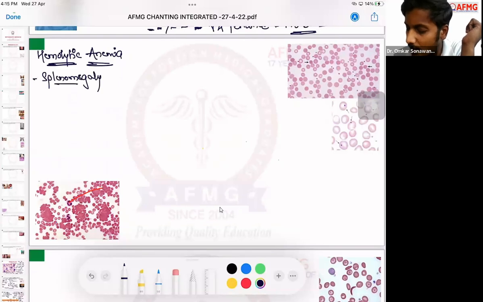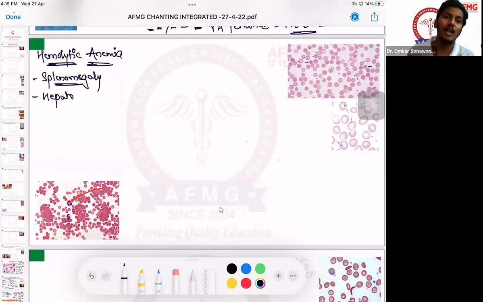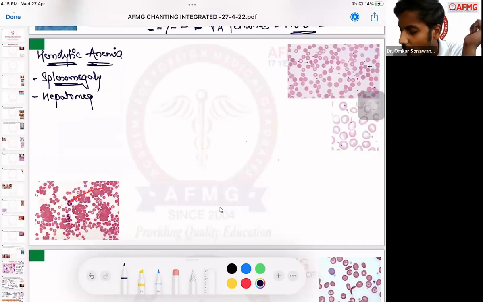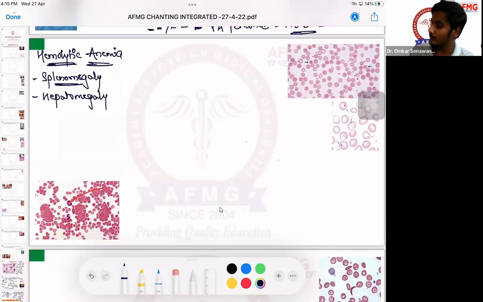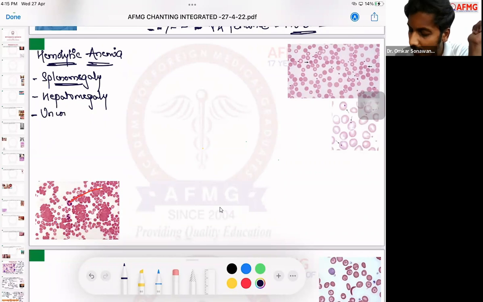Why? Because more and more RBCs are being destroyed, so the spleen is working overtime. Again, to compensate for this, we have more and more RBC production also. Therefore, the patient will also have hepatomegaly. The liver is also working overtime. Along with that, when hemoglobin is destroyed, there would be production of heme, and therefore production of bile pigments, biliverdin and bilirubin. Which type of bilirubin is more? Here we will have indirect or unconjugated bilirubin, which is more. Therefore, the patient will have unconjugated hyperbilirubinemia.